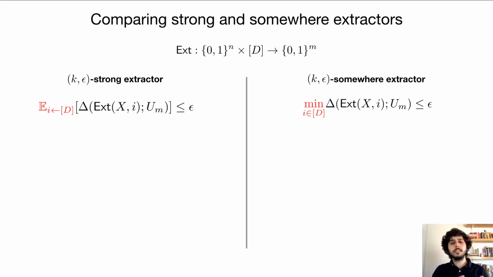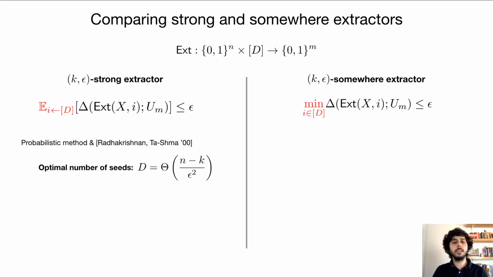A strong extractor has the property that the expected value of the statistical distance over a uniform choice of the seed, for an arbitrary k-source, should be at most epsilon, while a somewhere extractor only has the weaker requirement that the minimum statistical distance over all the choices of the seed should be at most epsilon. For strong extractors, we have a good understanding of the minimum number of seeds. We know it scales like n minus k over epsilon squared. However, for somewhere extractors, we don't know much.